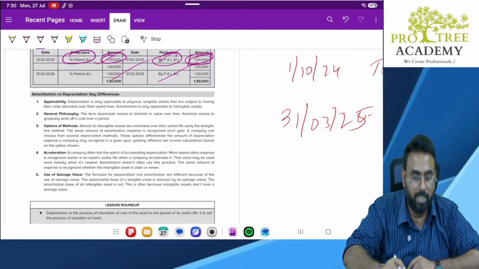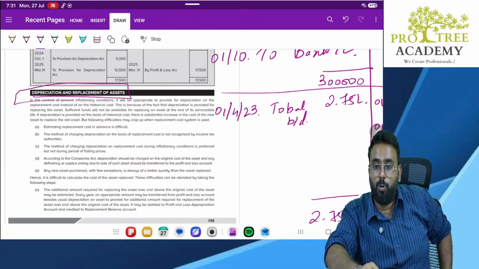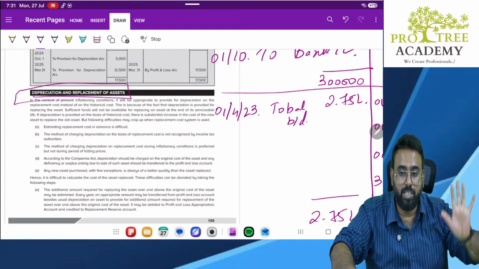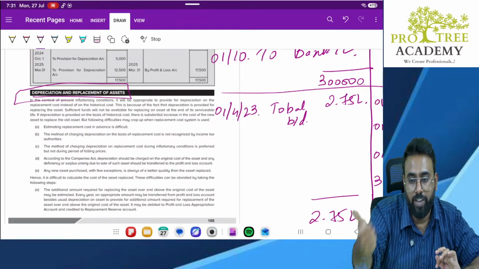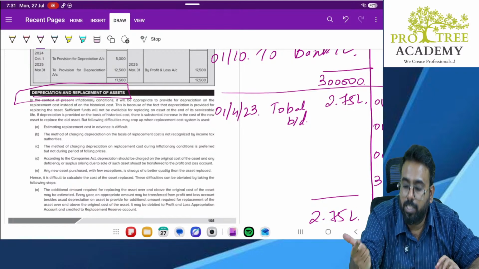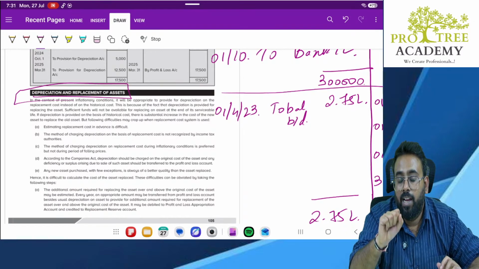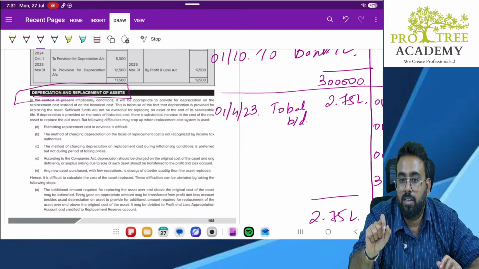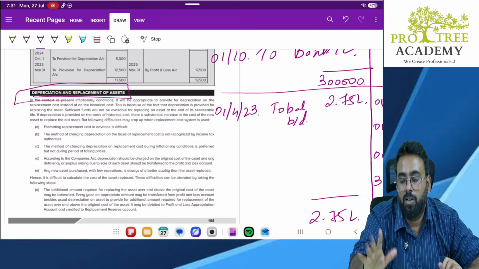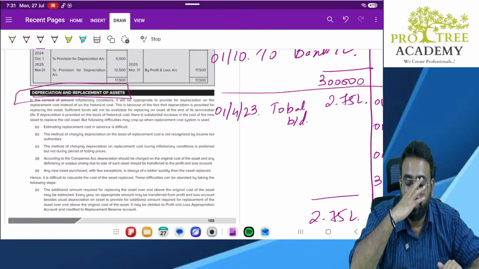Depreciation and replacement of asset. Understand one thing. From the beginning we are understanding that depreciation is used for two or three things. One, it captures wear and tear. Second, the matching concept. Third, replacement provisioning. Correct? But understand one thing: depreciation cannot completely create a replacement reserve. Why, sir? Because, understand simply.